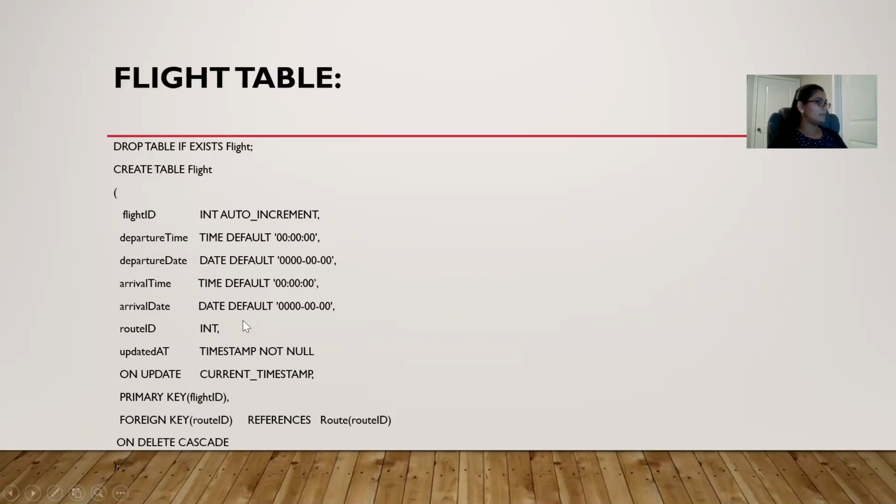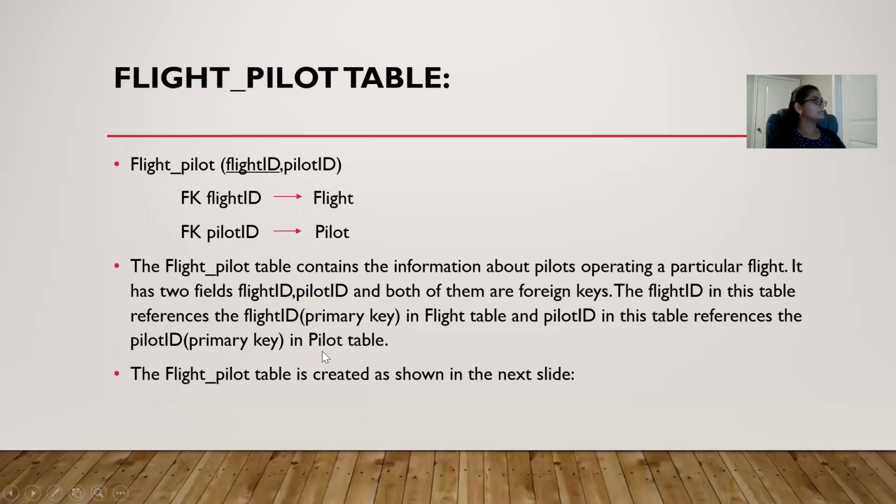On update current timestamp, and as told, flight ID is the primary key and route ID is the foreign key, and it references to route ID in the route table. And on delete cascade ensures referential integrity is enforced.